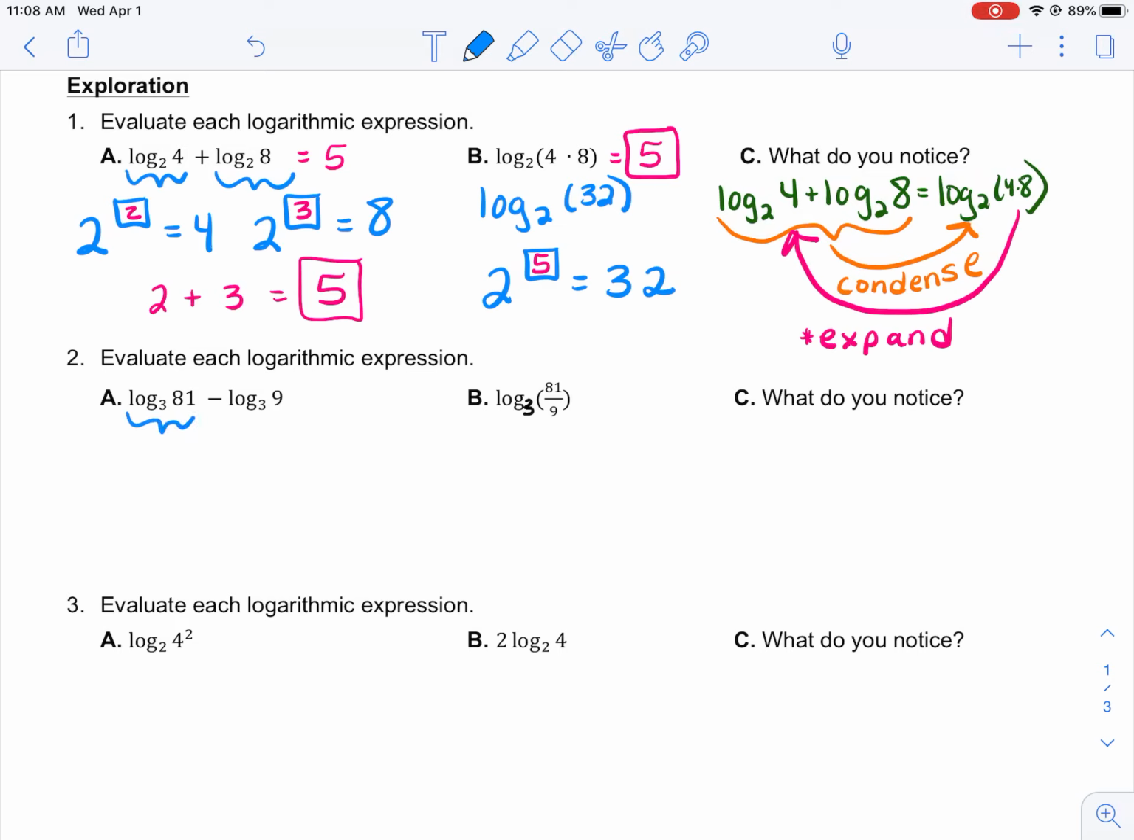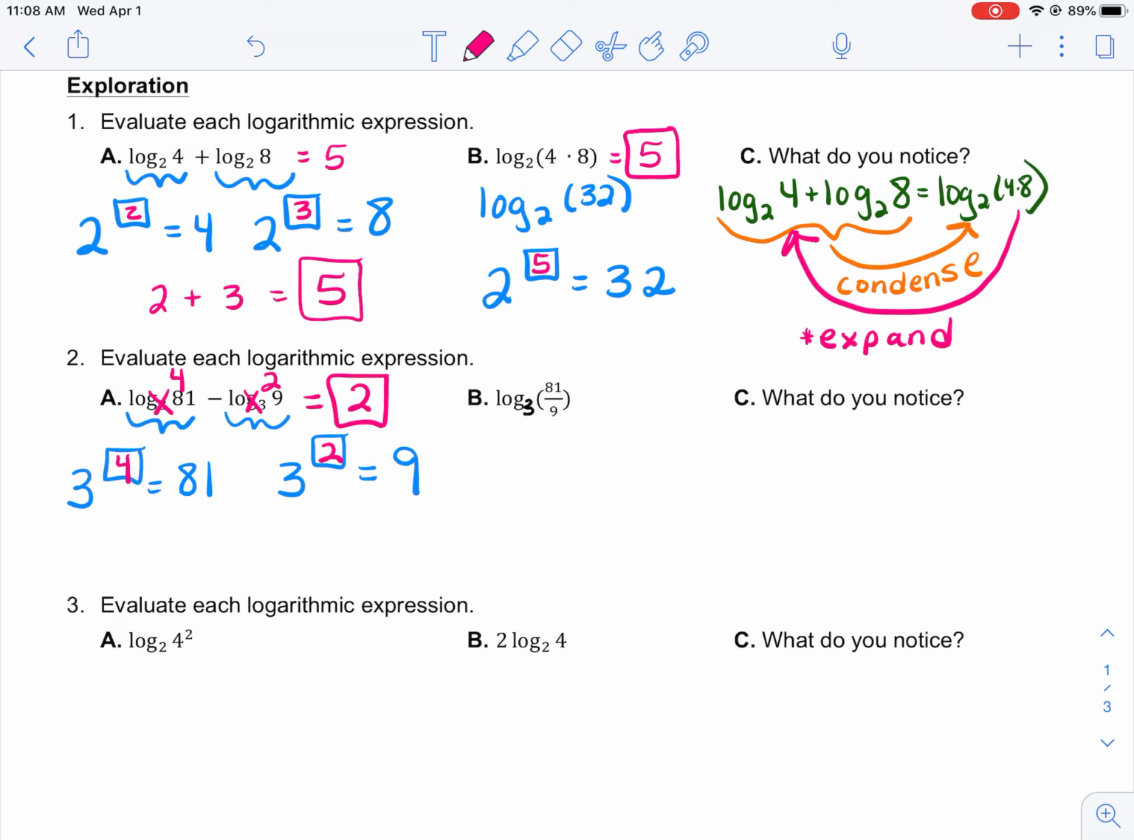Similar to how we started the first one, we're going to find 3 to what power equals 81. And then we're going to do 3 to what power equals 9. So 3 to the 4th is 81. If you didn't know that off the top of your head, use a calculator. And we know 3 squared is 9. And so this equals 4 minus 2, and so the answer is 2. 4 minus 2 is 2. For part B, it should say log base 3, not base 2. So log base 3 of 81 over 9.